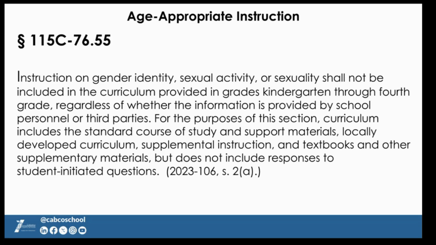Age-appropriate instruction. According to statute 115C-76.55, instruction on gender identity, sexual activity, or sexuality shall not be included in the curriculum provided in grades kindergarten through fourth grade, regardless of whether the information is provided by school personnel or third parties. For the purposes of this section, curriculum includes the standard course of study and support materials, locally developed curriculum, supplemental instruction, and textbooks and other supplementary materials, but does not include responses to student-initiated questions.